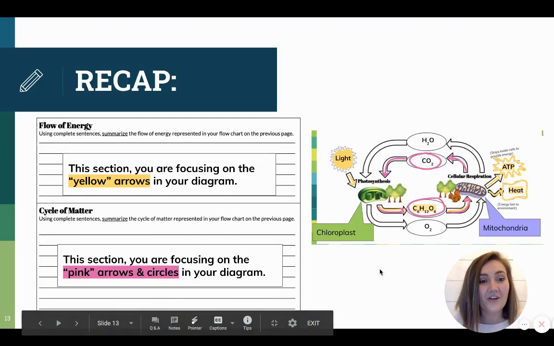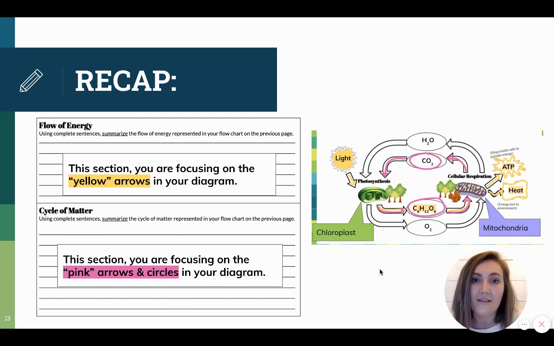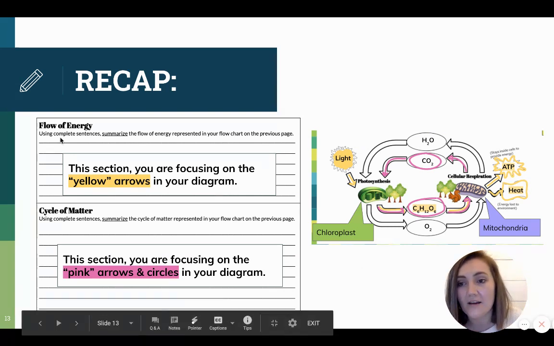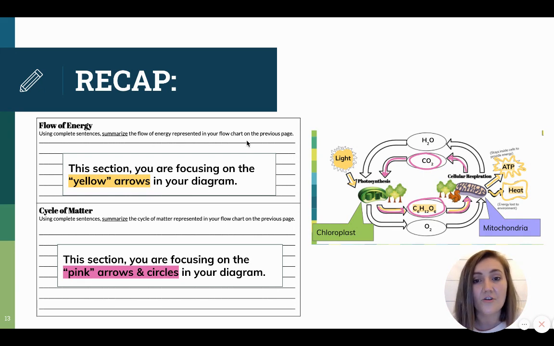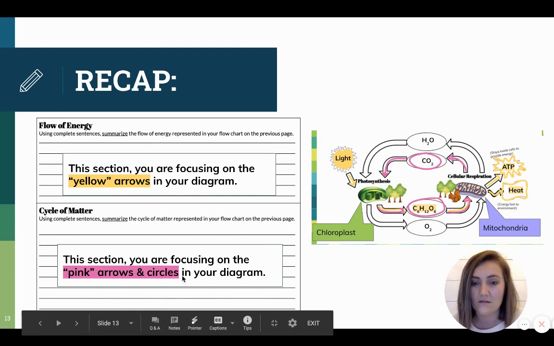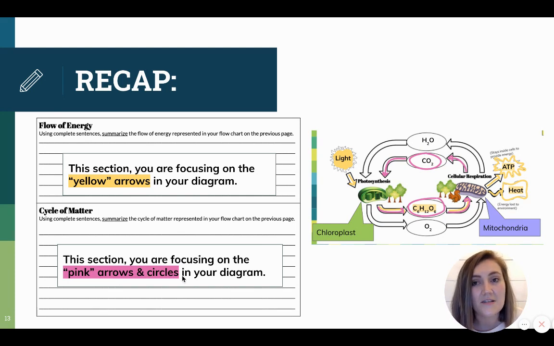All right, so taking your diagram, you're going to flip over to the next page. And what I'd like you to do is fill out these summaries. So the flow of energy part that you have here, you're going to use complete sentences to summarize the flow of energy represented in your flow chart on the previous page. So this picture right here. Focus on the yellow arrows. And then this second part here, you're going to write a summary of the cycle of matter. So you're going to be focusing on the pink arrows and circles. Be sure to use terms such as what products or reactants are being used, what process it is being used in at that time, and what is the end result.